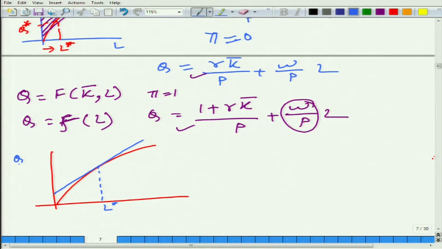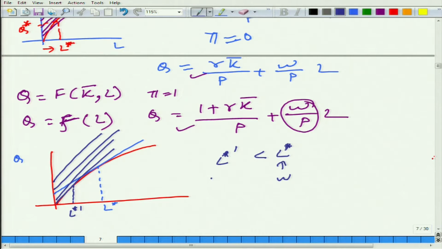When W goes up, what happens to the ISO profit line? They become steeper. So, they will be like this. Of course, these are parallel. So, let us say now the new point is here. Okay. So, L star dash, and L star dash is less than L star. L star corresponds to W, and this corresponds to W dash, and W dash is more than W, and this is the implication. Fine.